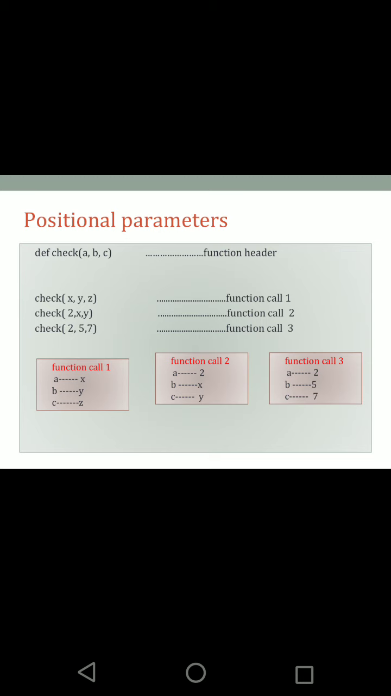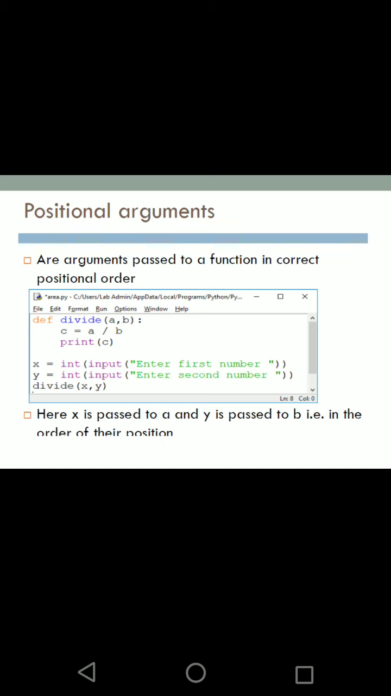Similarly, for another example of the function call check(2, 5, 7), the first value 2 is assigned to the first parameter A, then 5 is assigned to B, and 7 is assigned to C. You can see an example where values are passed to a function in the correct position order. def divide(A, B): A and B are the formal parameters, and the actual parameters are x and y. Here x is passed to A and y is passed to B, and the function acts upon A and B in the order of their positions.